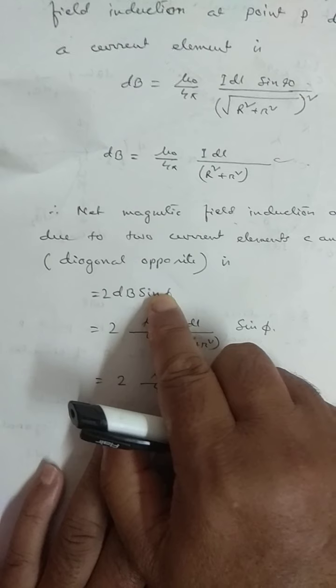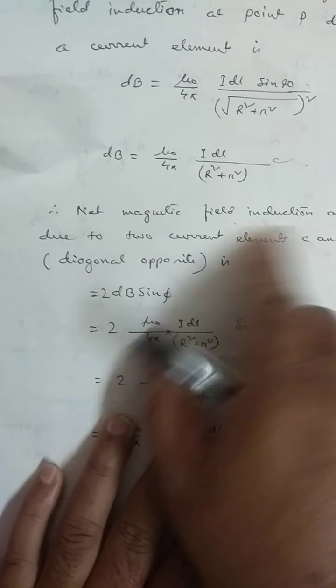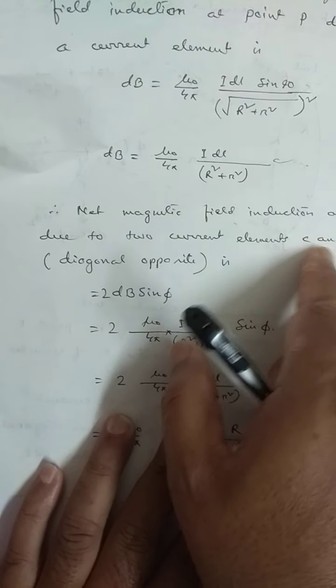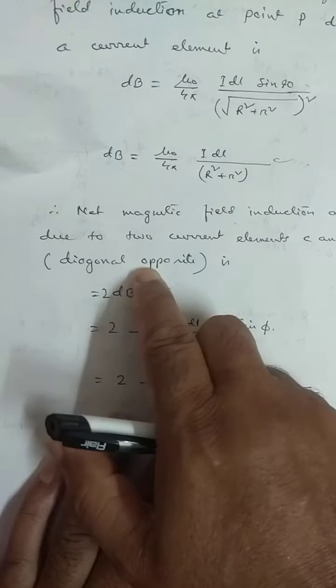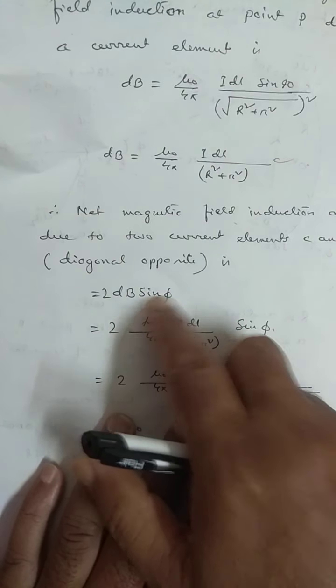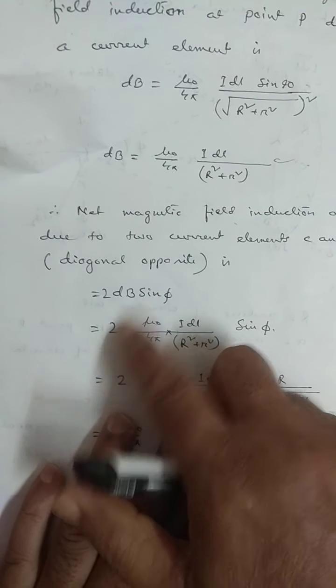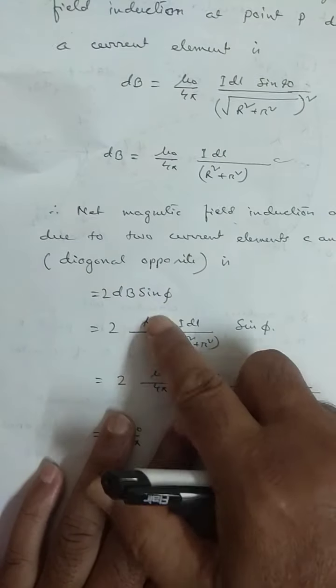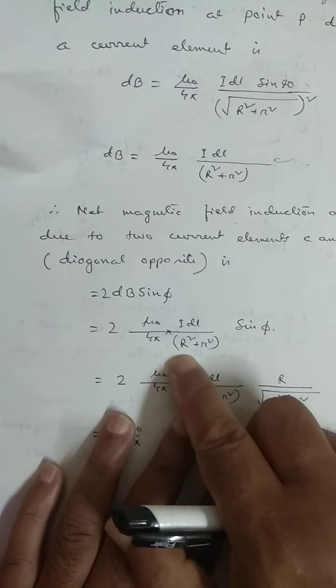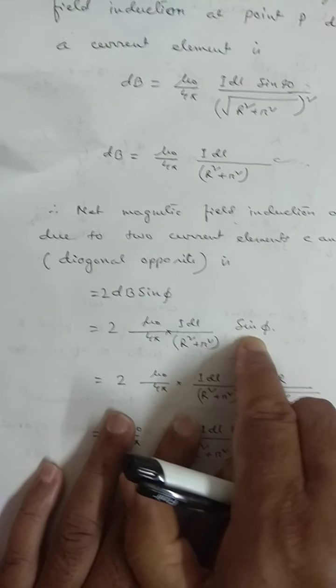It is twice dB sin phi. Net magnetic field induction due to two current elements C and D at diagonally opposite ends is twice dB sin phi. So this is 2. What is dB? This is dB: mu 0 by 4 pi, I dl by r square plus R square, sin phi.